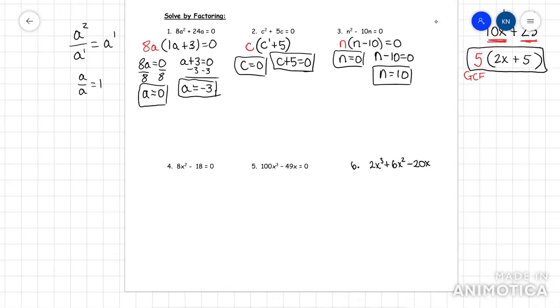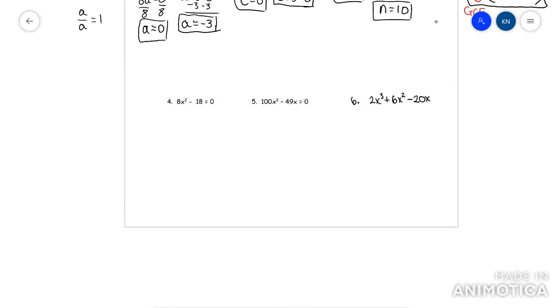Okay, these last 3. Sometimes the GCF can be a little tricky to see, like this one. Both of these numbers are not divisible by 8, so 8's not the GCF. Then I think about 4. Well, this is not divisible by 4, so I drop down to 2. Both of these numbers are divisible by 2, so that is my greatest common factor. So divide by 2. 8x squared divided by 2 is 4x squared. Minus 18 divided by 2 is minus 9 equals 0.